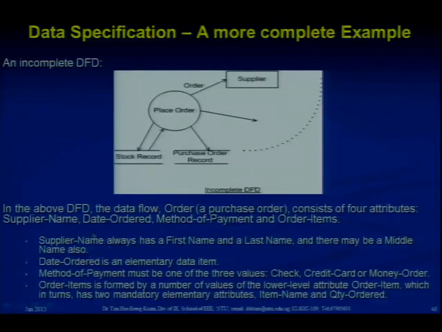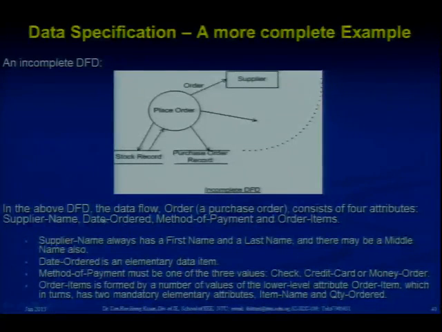Okay, and the assumption is written now here. Assuming that in this data flow diagram, the data flow order, that is a purchase order, consists of 4 components at the higher level, 4 higher level attributes. That is supplier name, date order, method of payment, and order items. And these are the assumptions here. Supplier name always has a first name. We assume that every supplier will have a first name, then a last name. Definitely we have these 2 data items in every supplier name. And there may be a middle name also. That means the middle name is optional, in the center between first name and last name.